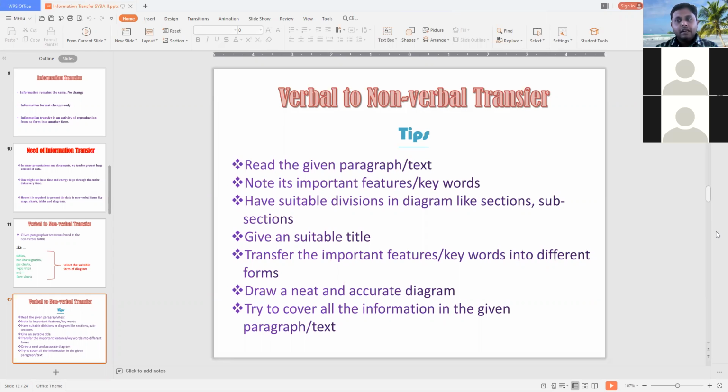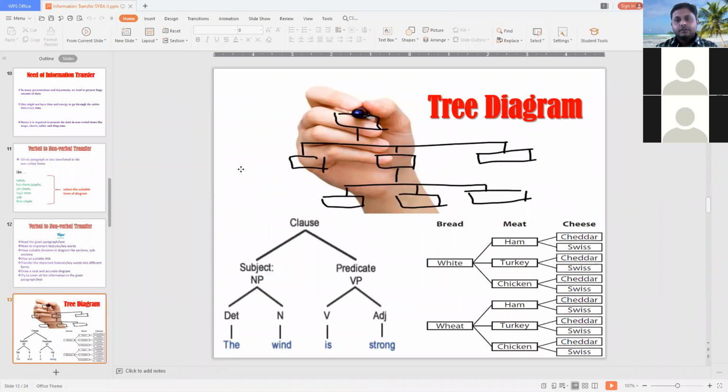Have suitable divisions in the diagram, like sections and subsections. Give a suitable title to that diagram. Transfer the important features or keywords into different forms. Draw a neat and accurate diagram. We have to cover all the information in the given text or paragraph in that diagram. So these are the tips.